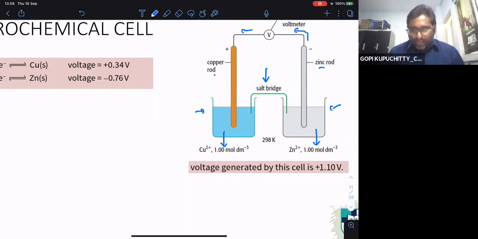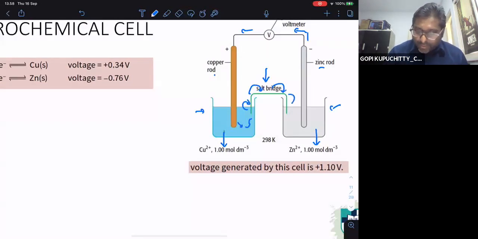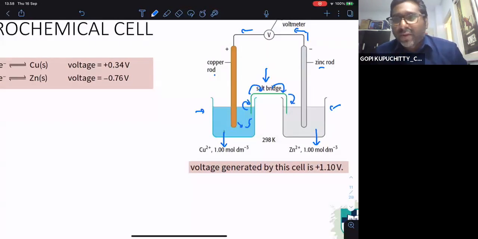Don't go and tell me the electrons suddenly swim over here, jump, climb over here, jump over here, and come over here. No, that is not going to happen. The one that is going to be moving through the salt bridge is the ion. That is very, very important.